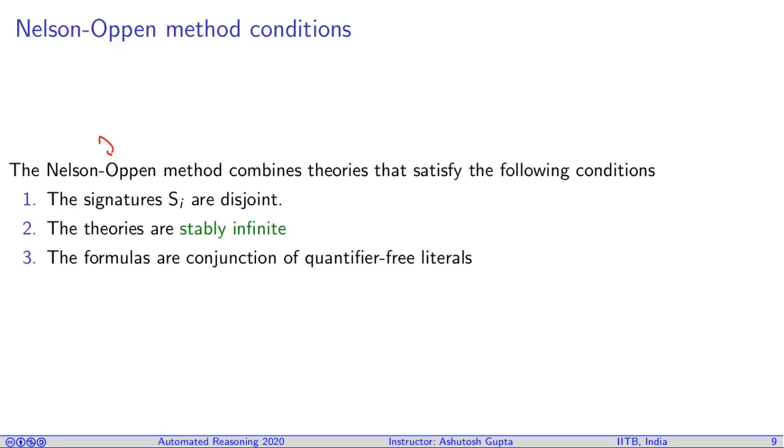This method is applicable if the following conditions hold: each of the theories has its own distinct signature and they don't overlap with each other. Each theory is stably infinite. I will explain what that means. The formulas are conjunctions of quantifier-free literals, and this restriction is not important because the disjunctive structure is handled by our CDCL algorithm, and when it comes to theory solving, we always handle conjunctive formulas. So this is not a real restriction. The important bit is this stably infinite.